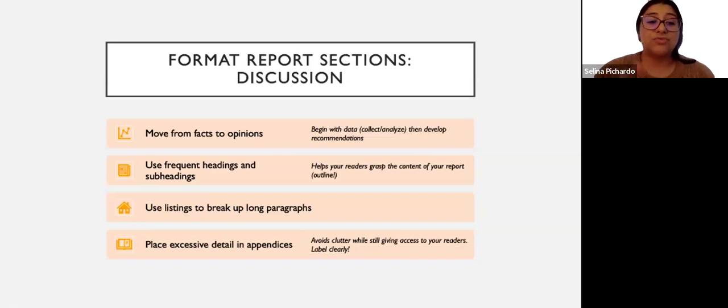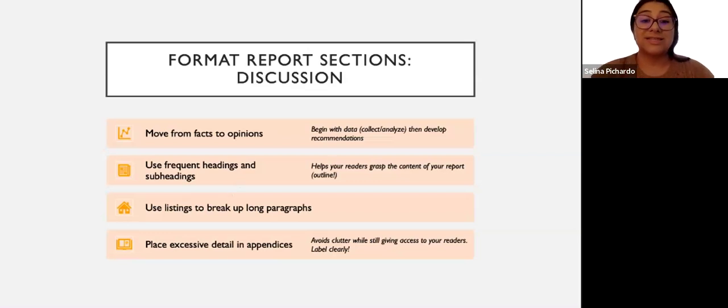Make sure you are using frequent headings and subheadings. This is going to be really important to help your readers grasp the content of your report. It's pretty much an outline. So for whatever major section you create in your report, make sure there's a heading in there.